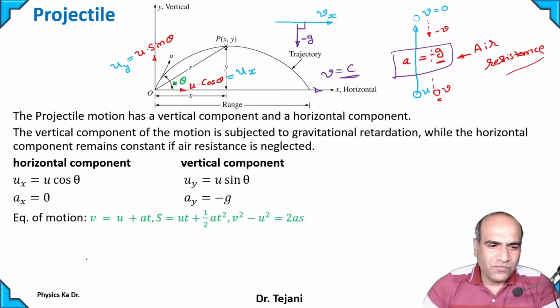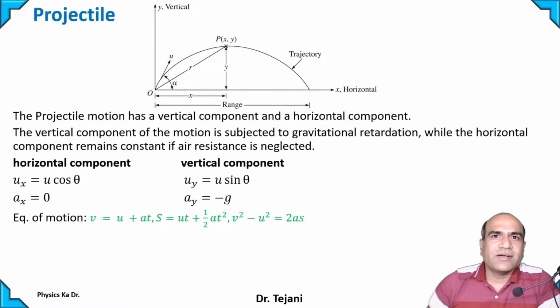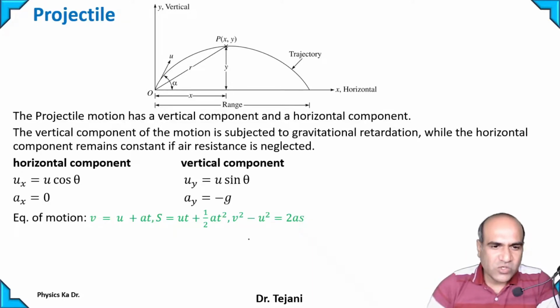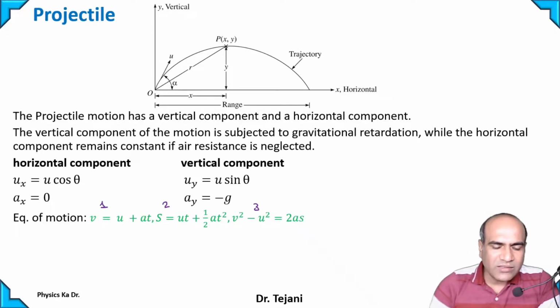Now we have the equations of motion, which we already studied. If you have any confusion about them, we have sessions on the equations of motion, where we talk about one-dimensional movement of an object. You may study those. We already have three equations of motion. The first is v equals u plus at. The second is s equals ut plus one half at square. The third is v square minus u square equals 2as. Here, in projectile motion too, all these equations are applicable.